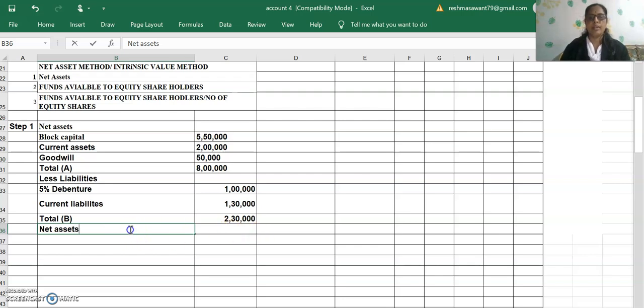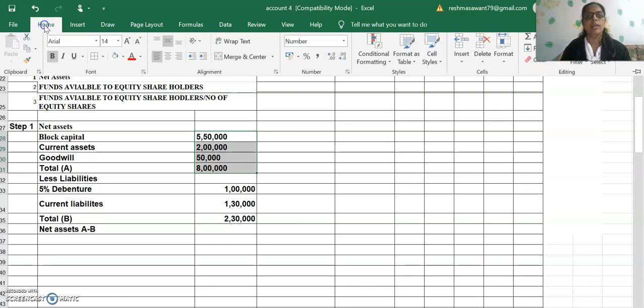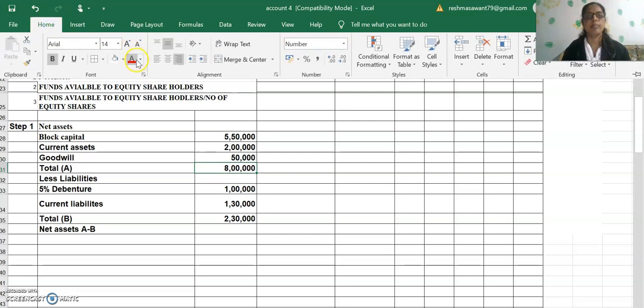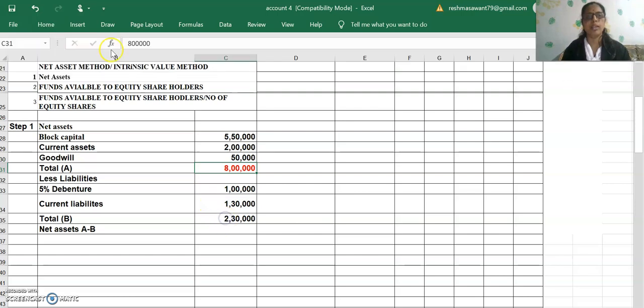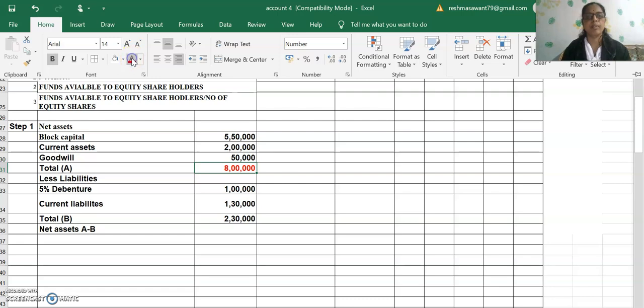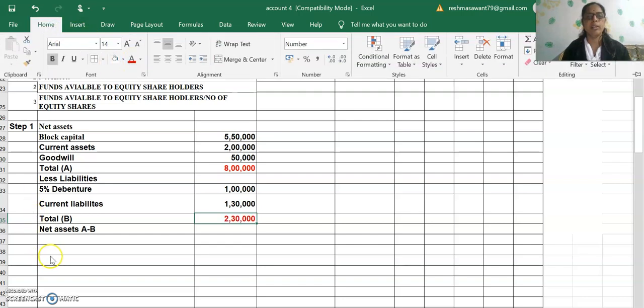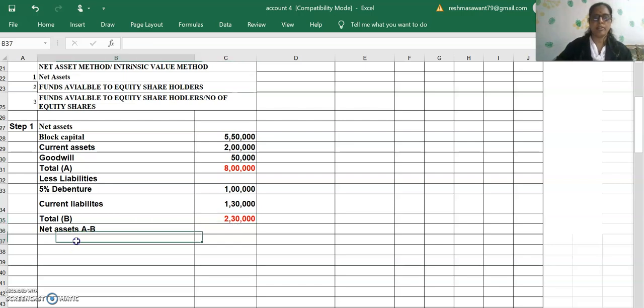equal to A minus B. A minus B, that is 8 lakh minus 2,30,000. 8 lakh, that is your total asset, and B is total liability, outsider liability. 8 lakh minus 2,30,000, net asset will be the answer. Net asset is equal to 5,70,000. This is the net asset.